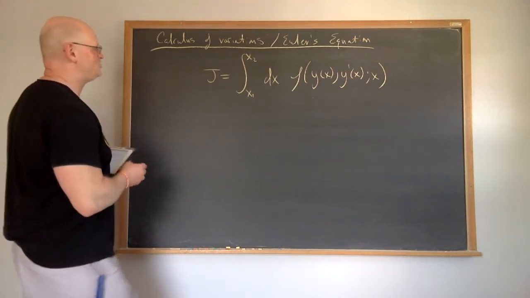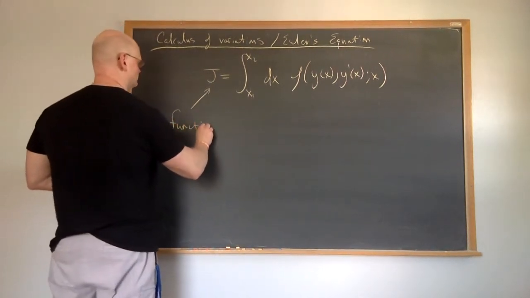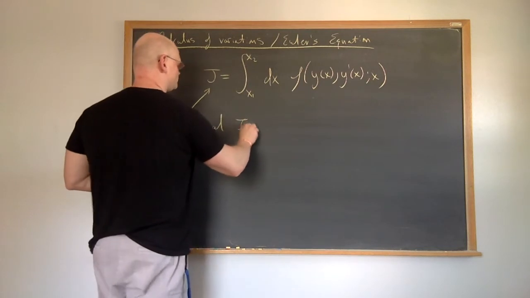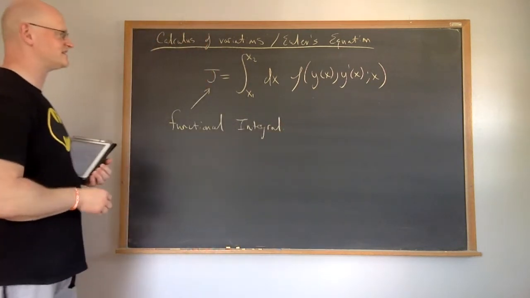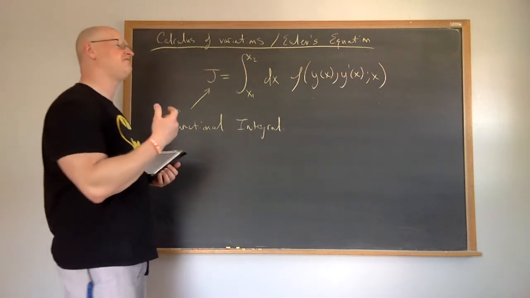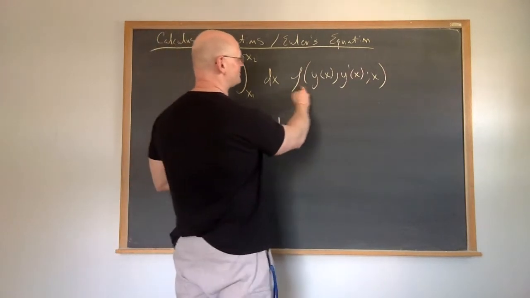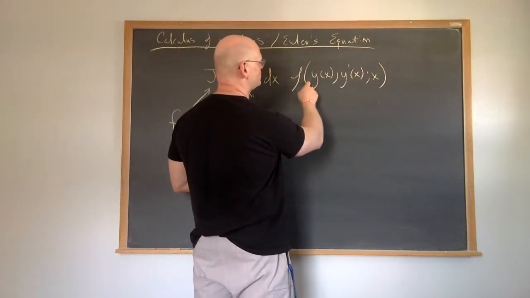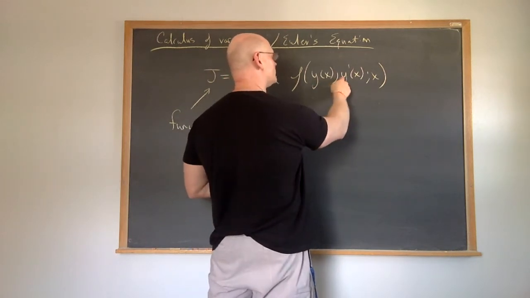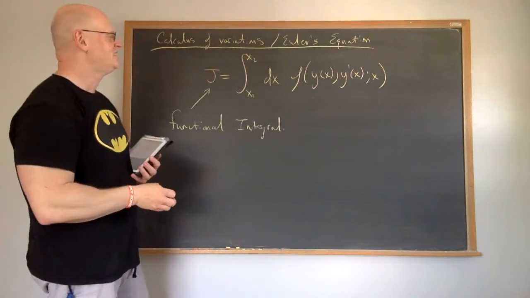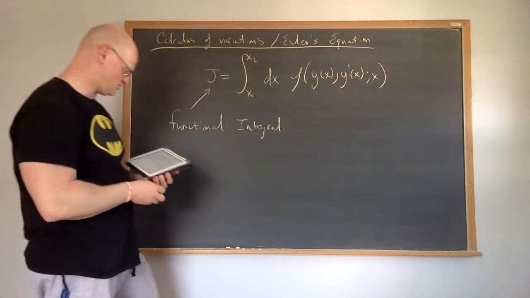Now, J here is what's known as a functional integral. The reason that this thing is called a functional integral is because it is an integral which depends on a function, which is a function of a function. So again, here, f is a function of y, but y itself is also a function of x, and it's a function of y prime, which is also a function of x. So this was known as a functional integral because it's a function of a function, or a function of functions.